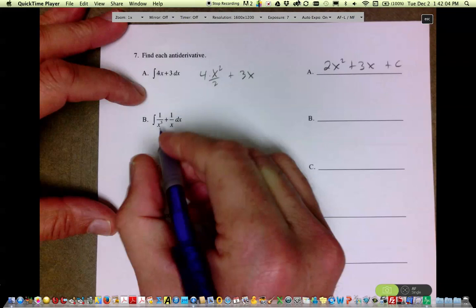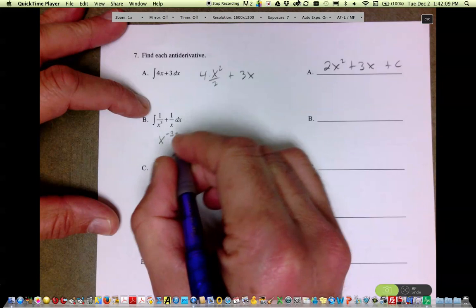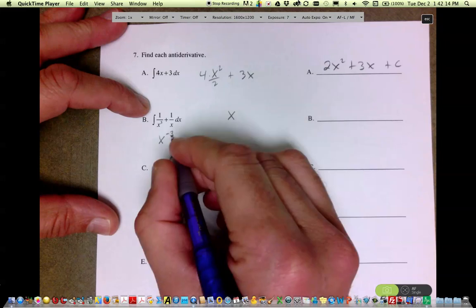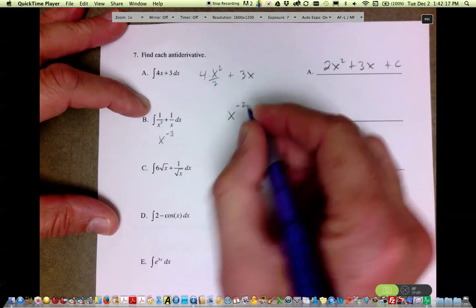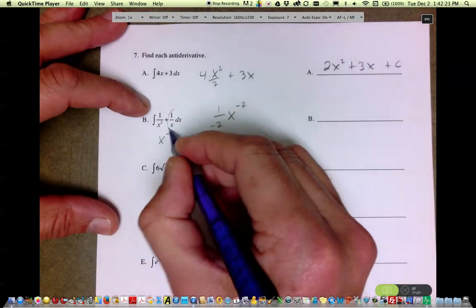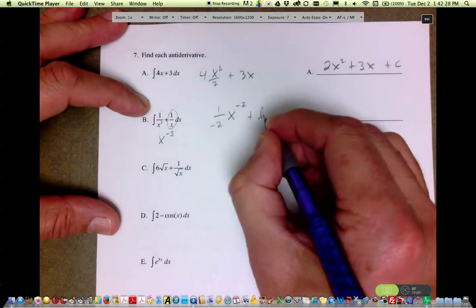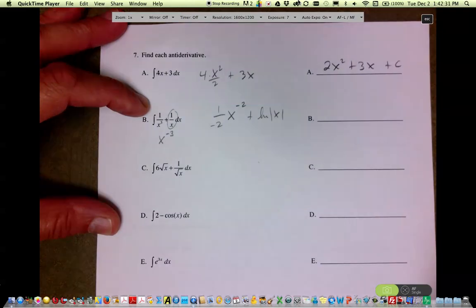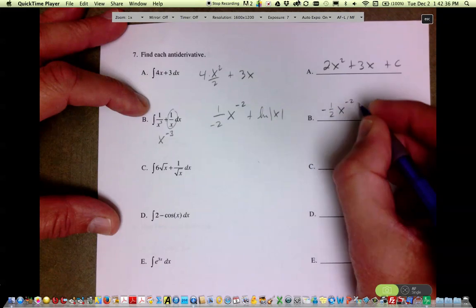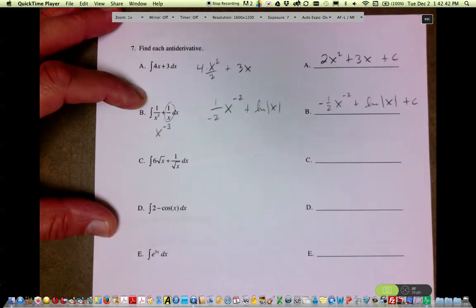Okay, the next one, this might be easier if I write this as x to the minus 3. All right, so an antiderivative of x to the minus 3 is going to be x to the, increase the power by 1. So if we increase negative 3, we're going to be at negative 2. And then we said divide by that new exponent. Okay, I can't use the power rule on 1 over x, but an antiderivative of 1 over x is natural log of the absolute value of x. So this is going to simplify to just negative 1/2 x to the negative 2 plus the natural log of the absolute value of x, and then plus a constant.